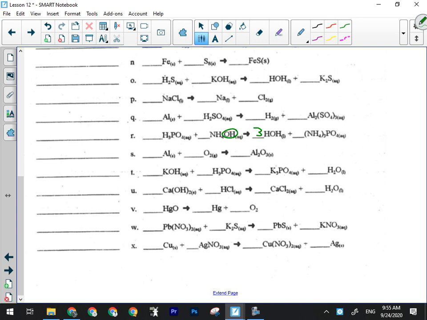When I do that, that gives me 3 hydroxides, which then I can go over here and balance with a 3. Everybody follow me there? That gives me now 3 ammoniums. That's NH4. Are there 3 over here? Yeah. 1 phosphate over here, 1 phosphate over here, and we're balanced.